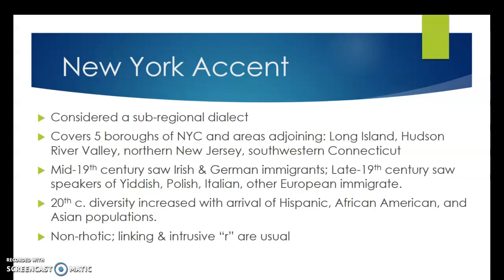New York's cultural and linguistic diversity has only grown, even though it no longer sees European immigrants in droves as it did before World War II. The New York accent can be classified as non-rhotic. It drops final R's, but linking and intrusive R are usual. This means that the letter R may appear in places we don't expect, like "idear."